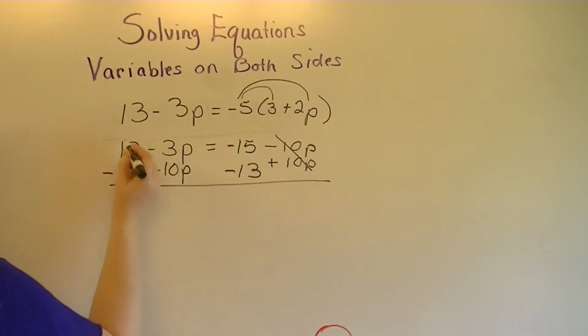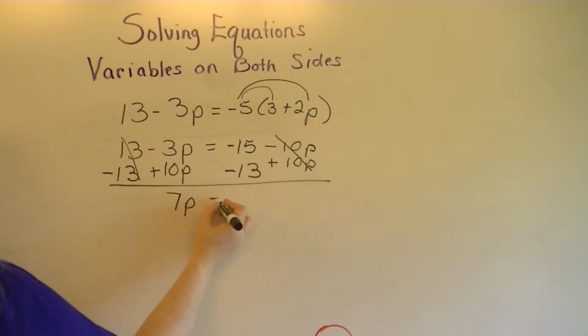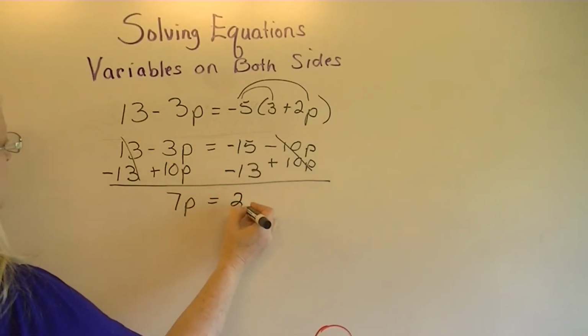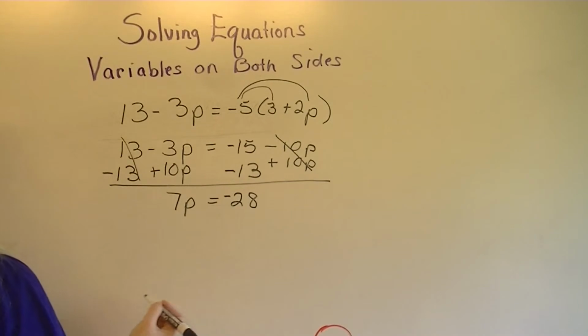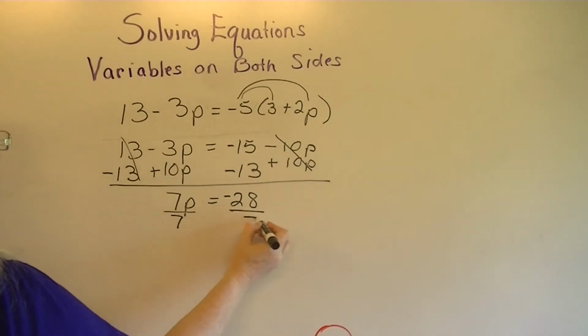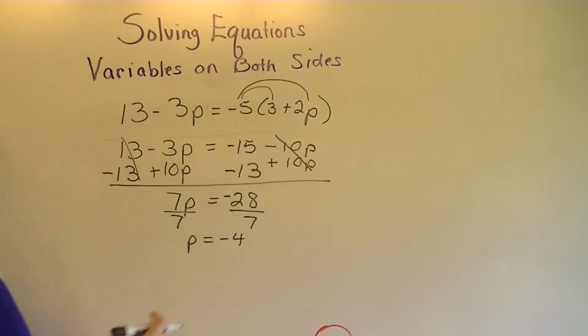If I combine these, that would be 7p. And then these I'm going to add because they're both the same sign, so we add and keep the same sign. Negative 28. Now, 7 is attached to the p through multiplication, so I'm going to divide both sides by 7, and then I get p equals negative 4.